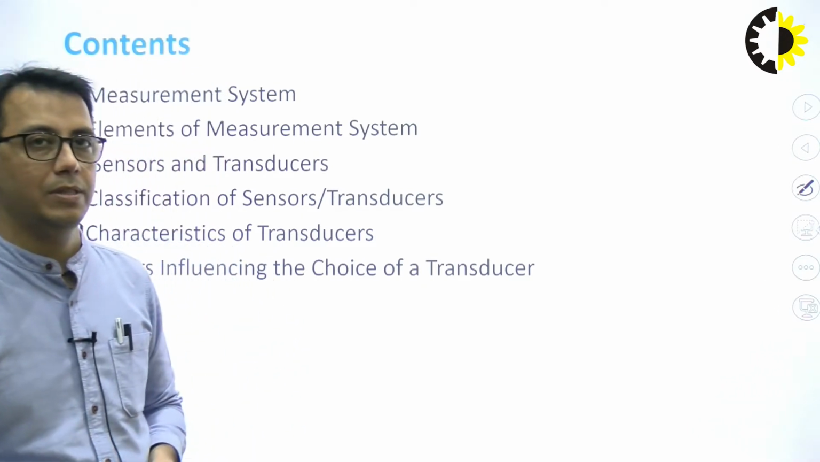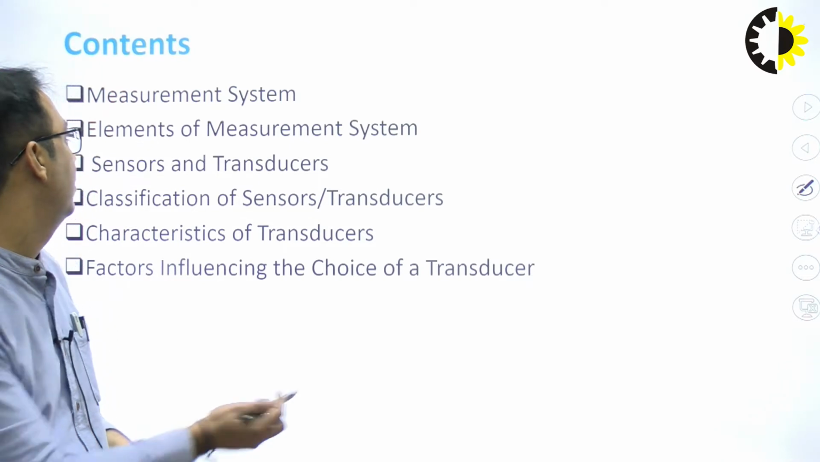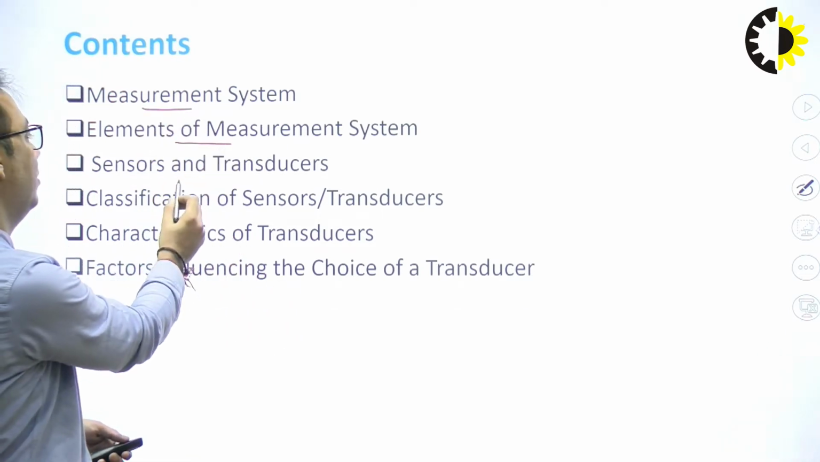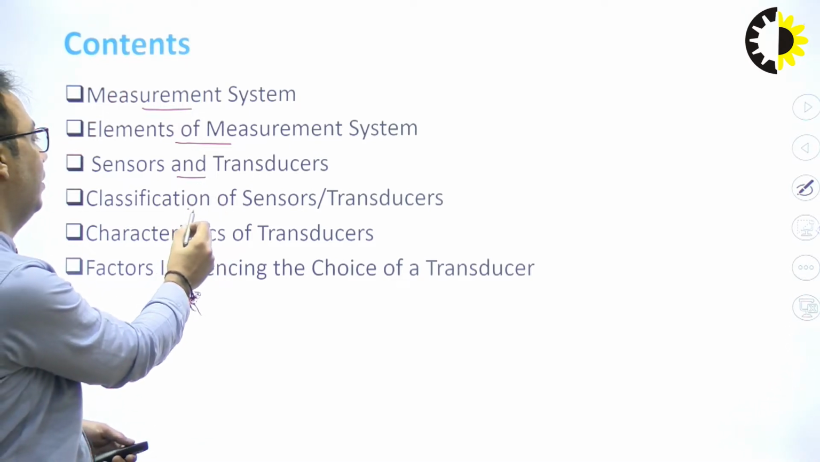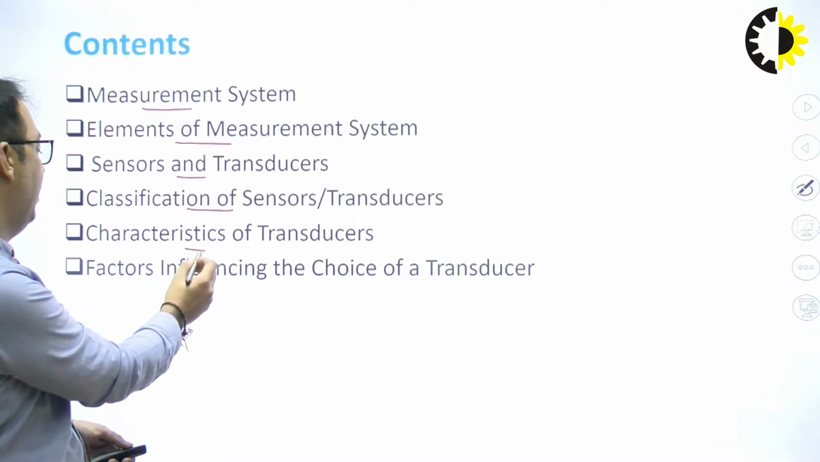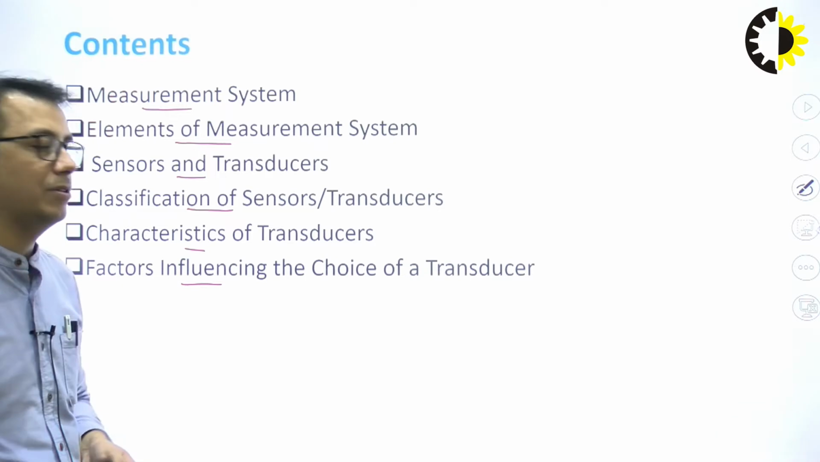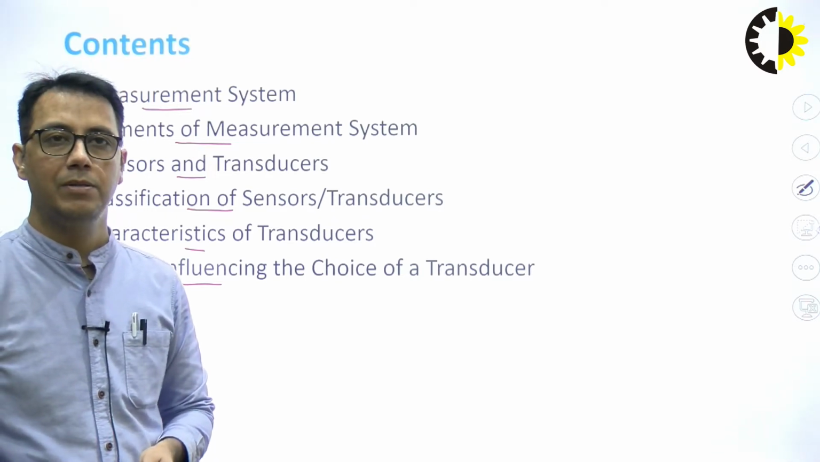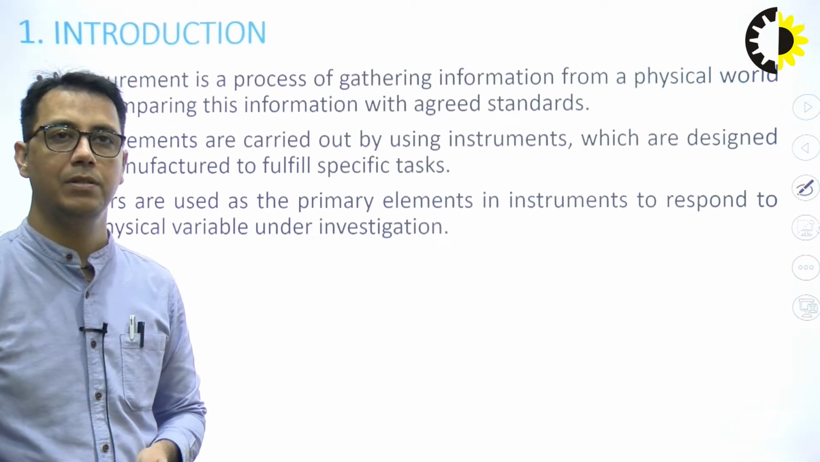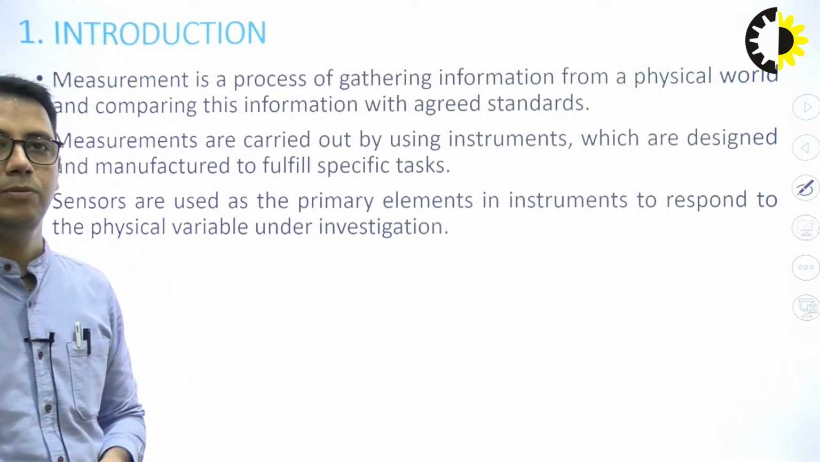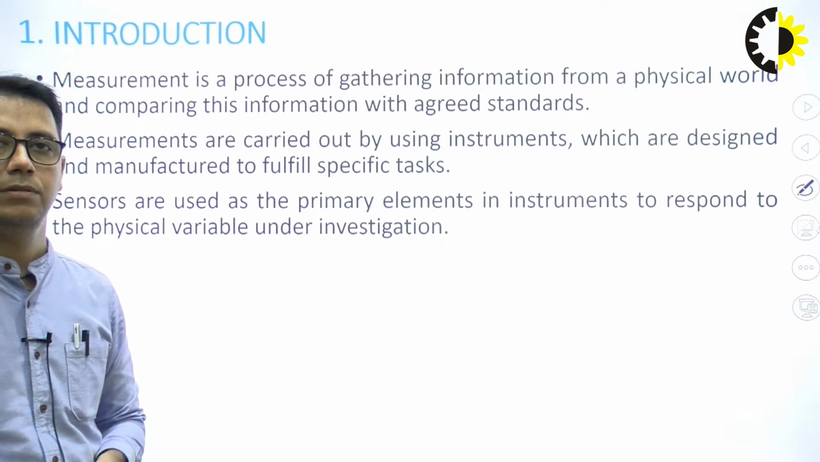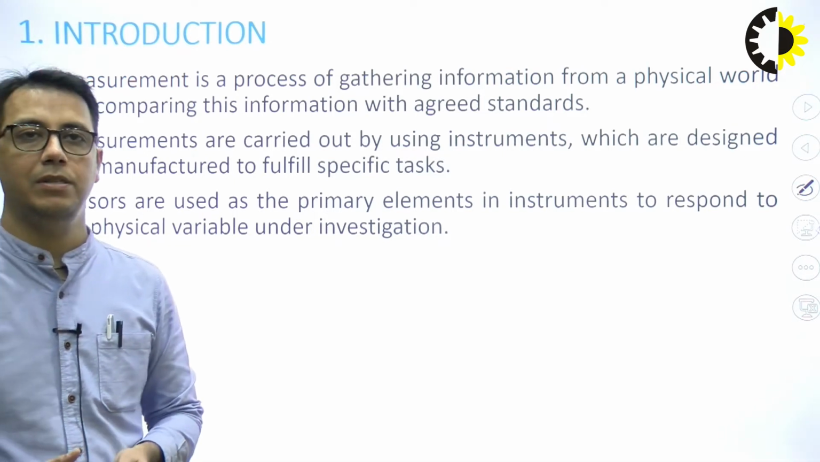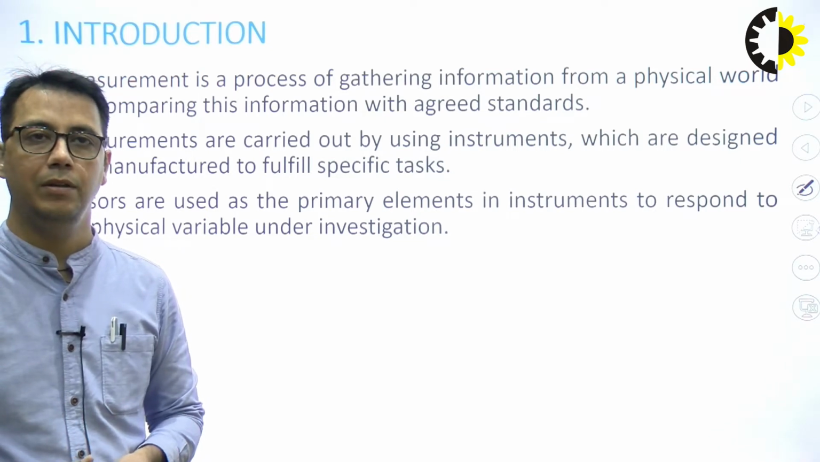So these are the basic contents of today's talk: measurement system, elements of any measurement system, what is a sensor or transducer, classification, its characteristics, and factors influencing the choice of a sensor or transducer. First of all, what is measurement? How will we define what exactly measurement is? Measurement is exactly a process of gathering information.